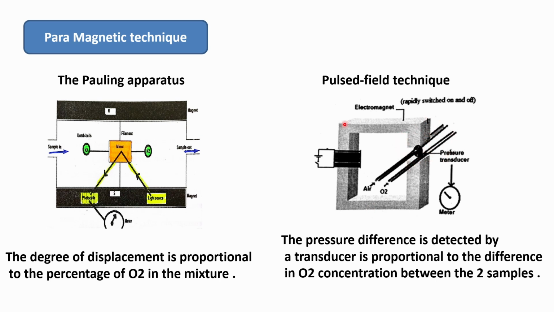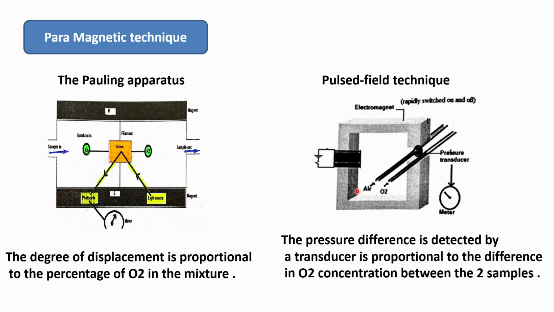There is a pole here which will be affected by the pressure difference. This pressure difference is connected to a pressure transducer, which is correlated to a meter. The pressure difference detected by the transducer is proportional to the difference in oxygen concentration between the two samples. If it's 21%, it will read 0, and it will increase from there. This will make a pressure difference of the gas.